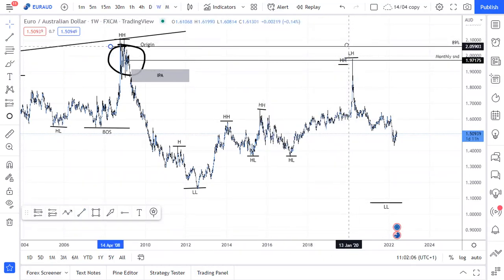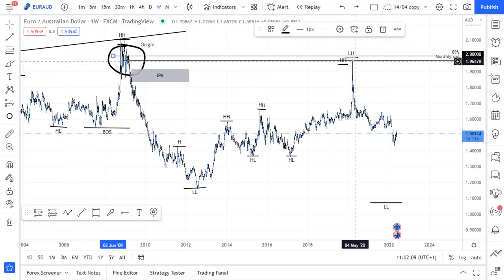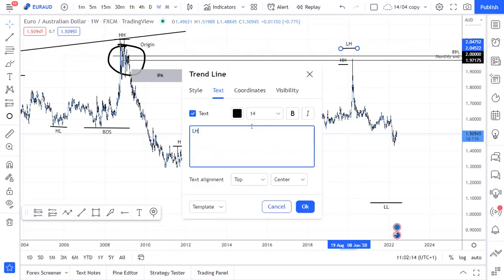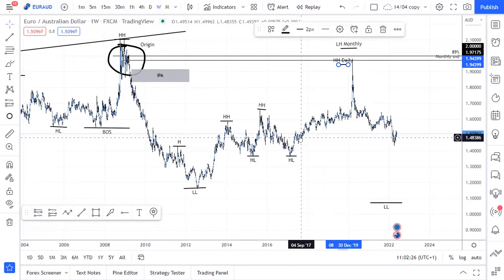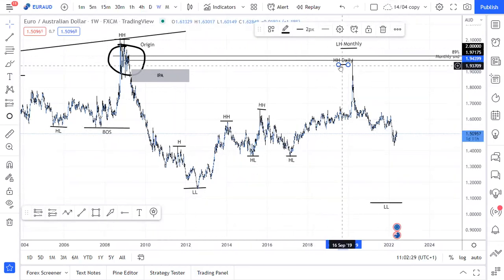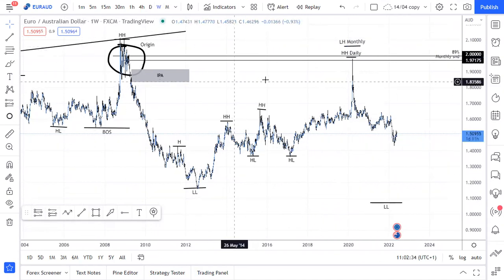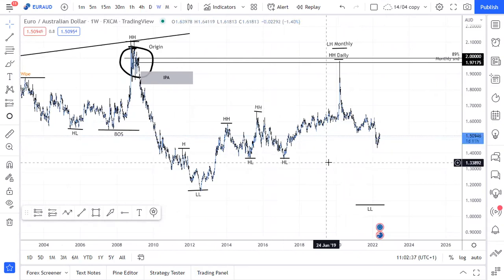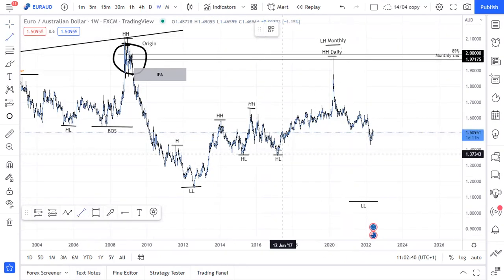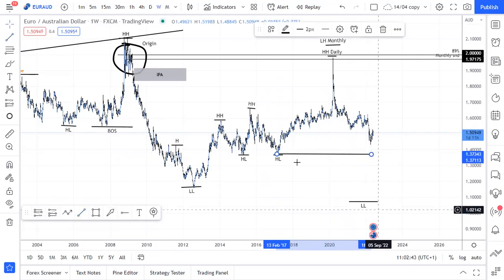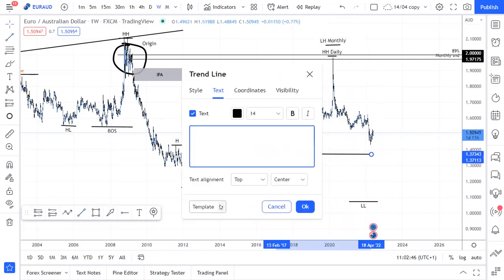And we can even move that one up here. That is our lower high, isn't it? Now we've got a higher high on the daily. To see how we get a structure on the higher time frames, and then we get internal structure on the lower time frames inside the structure. So now we know that we've got our BOS here. This here is our break of structure.